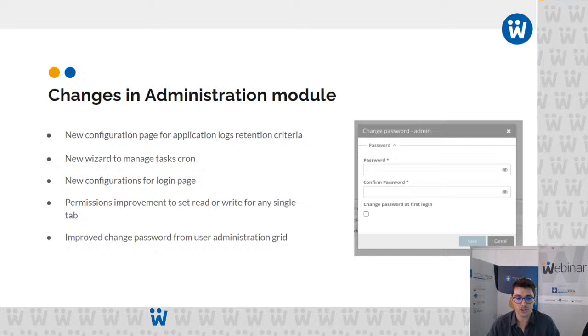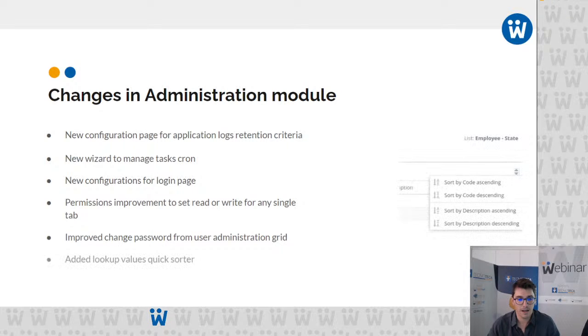We have improved the change password for users administration grid. The password is not yet a property of the user, but we have added an icon to change the password from the administration module. And we have added a quick sorter for the lookup values. Now the administrator can sort quickly by code or description the lookup values.